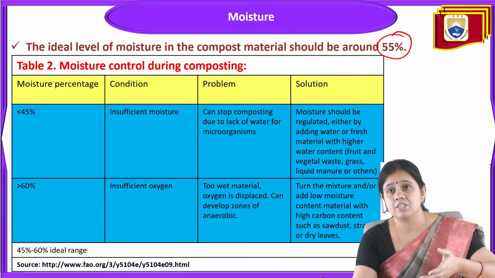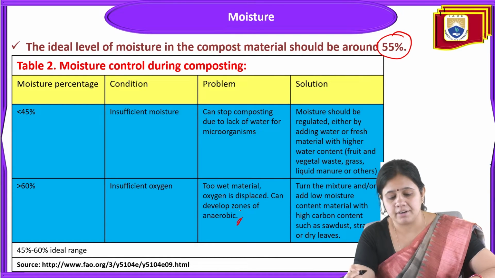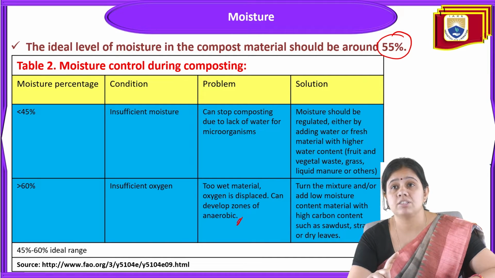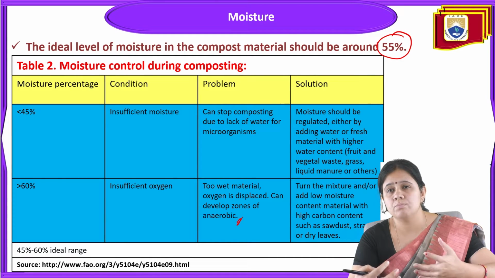Because in this condition, too wet material is there, oxygen is displaced and zones of anaerobic condition can develop. Anaerobic condition will be created. If it is less than 45%, this is again insufficient moisture. So what will happen? Due to lack of water, the microorganisms will be lacking water. And if it is more than 60%, then too much wet is there and oxygen is displaced.